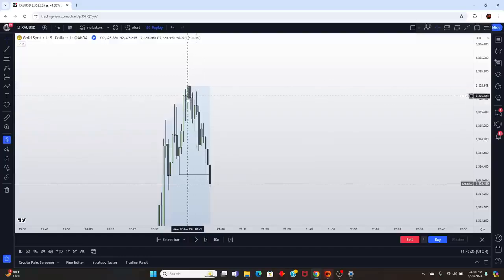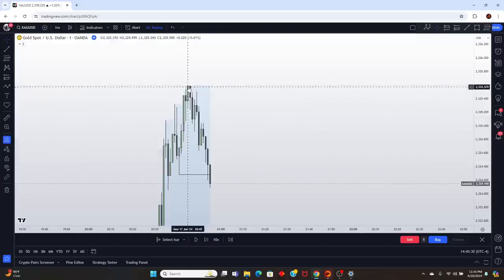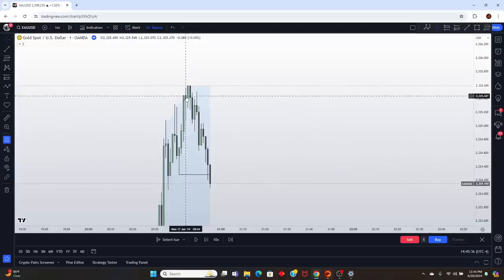So now what do we have? We have this order block here, right? I would have considered this move, but since it is a single candle, that is a single candle order block. Just before that, it had a bearish candle. So that makes it a single candle order block.